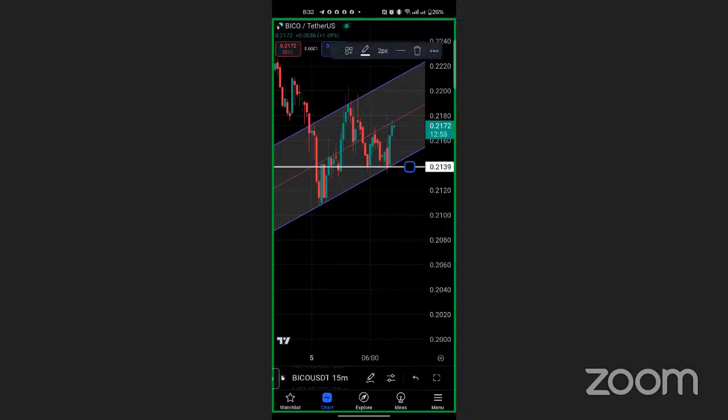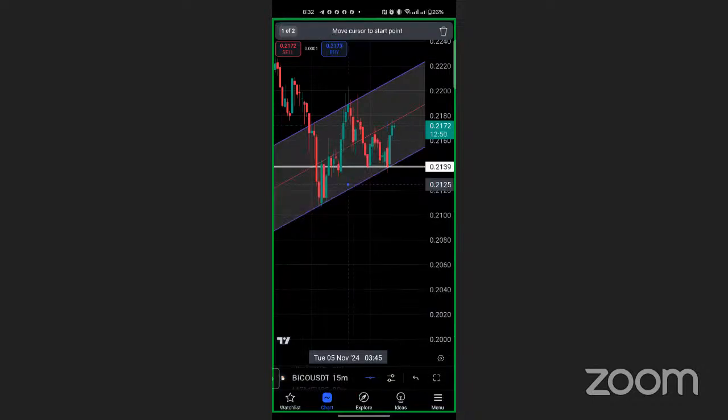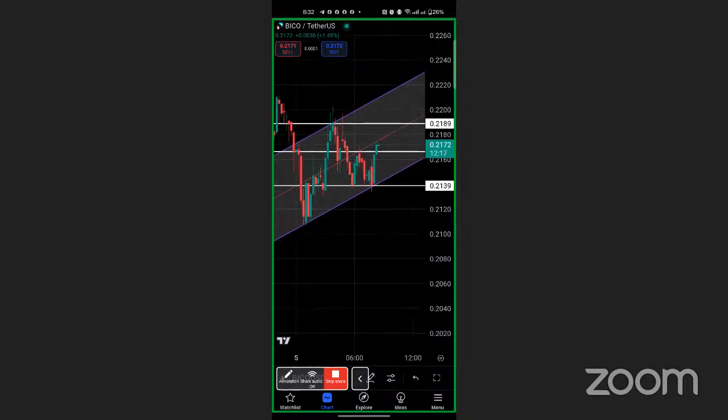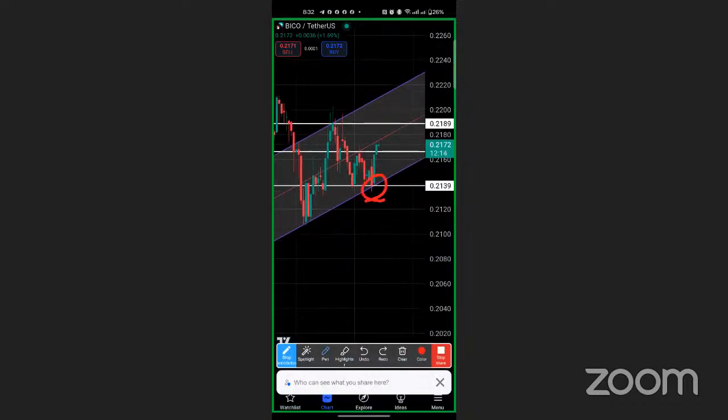I will draw one there. Then I'll draw another one here. Then I'll draw another one here. Why am I drawing? I'm finding perfect areas of entry and perfect areas of exit in the market. And so my best entry was here. And my exit is here. That was my best. Now the rest I'm trying.